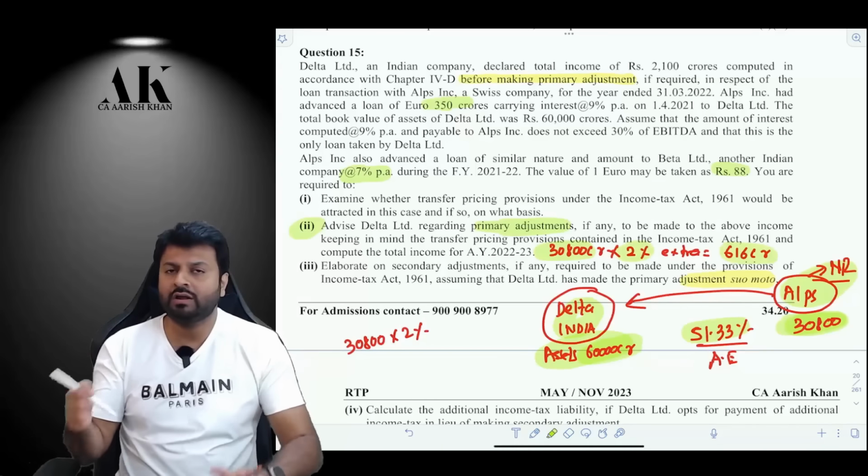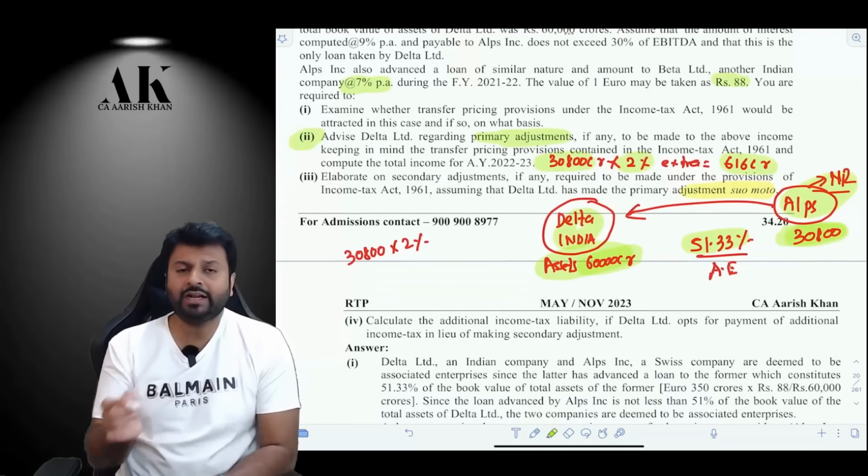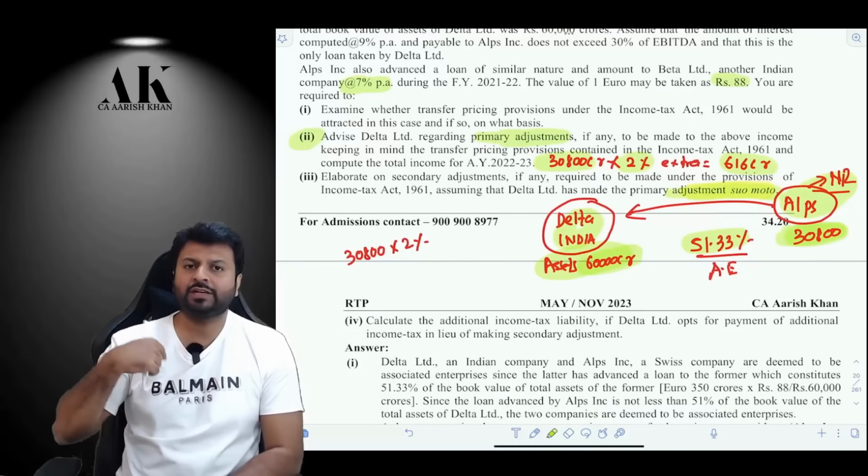That will be added back to your book. That will be added back to your transfer pricing provisions. Okay. Now, third part. You need to identify the secondary adjustment over here. You need to elaborate on secondary adjustment, assuming that the primary adjustment is made suo motu by the assessee.